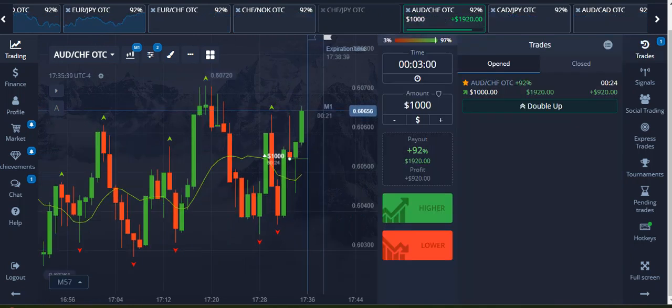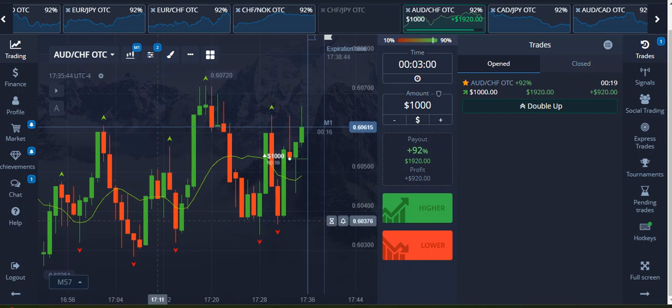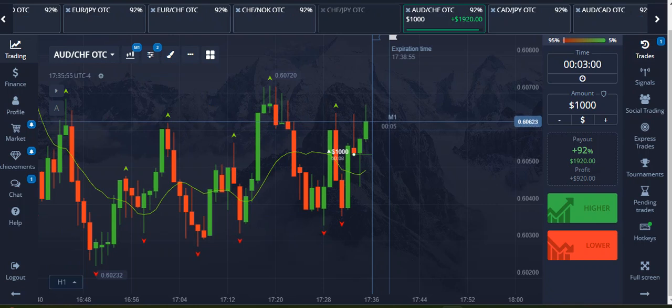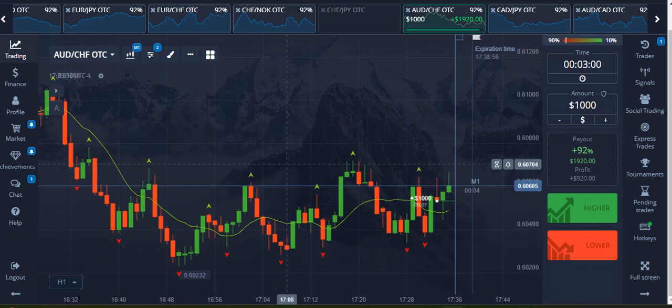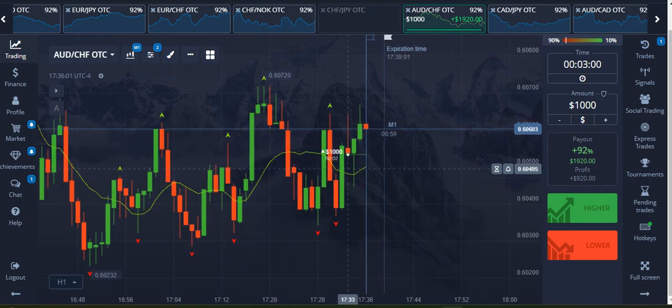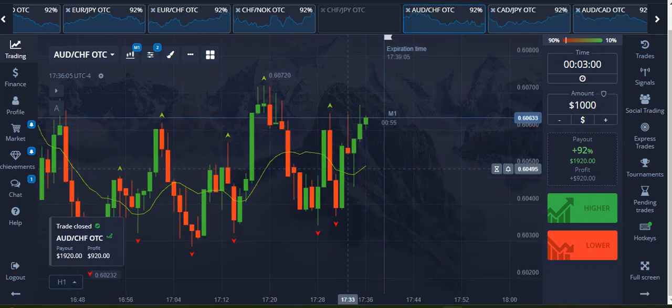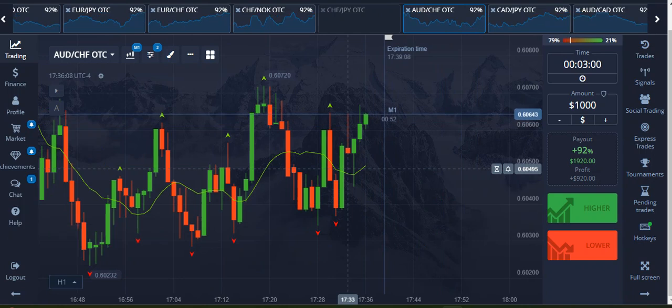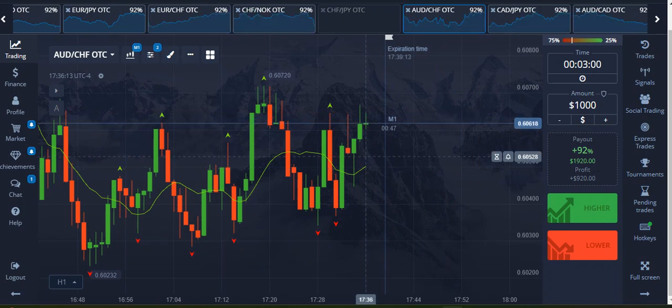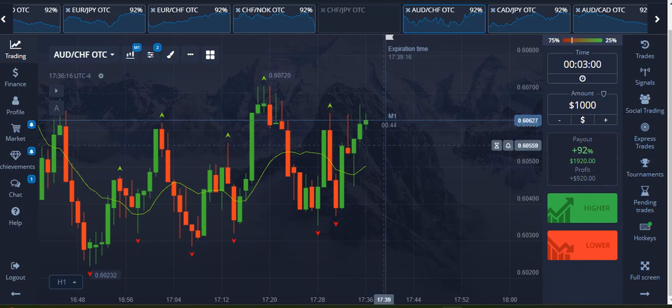Okay, so we're back with the Aussie dollar Swiss franc. It's about to expire in about 20 seconds. As you see here, we have a nice ranging market. That's what we're looking for here. Ranging, no trend whatsoever. And all right, so we won that trade. Okay, I'm going to pause the video and look for another setup. Take one more trade, and then we'll call it a session.